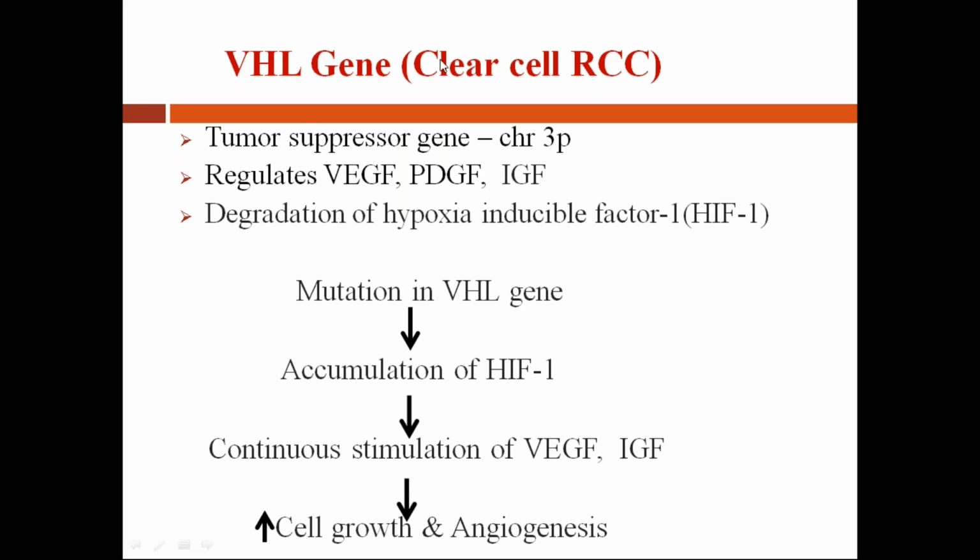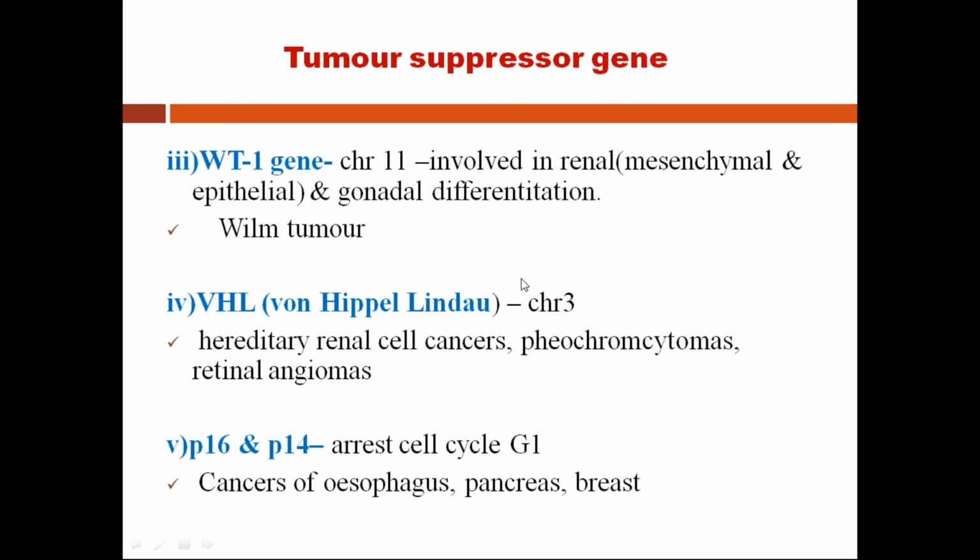So what happens when the VHL gene undergoes mutation? This protein is not degraded, instead it accumulates in the cell. That leads to continuous stimulation of all these three growth factors. And so it favors cell growth, and vascular endothelial growth factor favors the angiogenesis required for nourishing the tumor cells. Again, I'll explain in the kidney chapter, but this is an important gene. So just remember, don't forget to mention it in tumor suppressor genes.